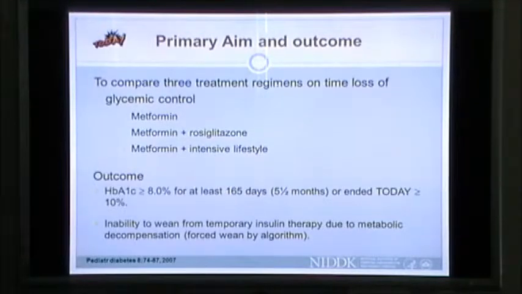So the kids start developing ketones, they get decompensation. Once they were better from their illness, we had a forced weaning algorithm. You had to wean by X amount of insulin every week, and if you were unable to do that without ketosis reoccurring, then that was also called failure.